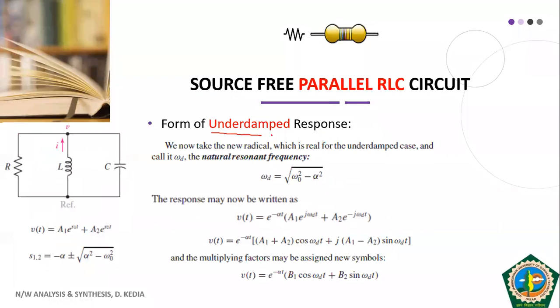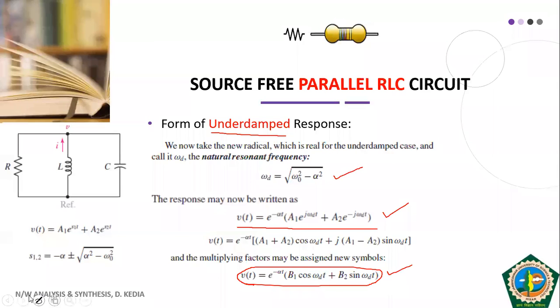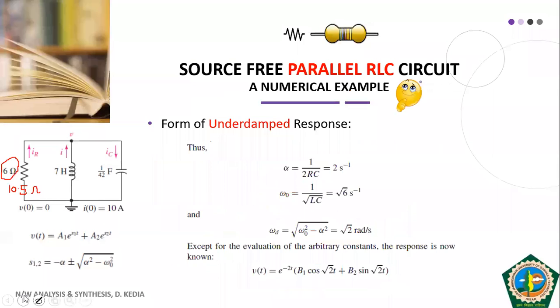Then regarding the form of underdamped response, we have already seen that alpha will be less than omega naught, and the general form of our solution will be like this: e raised to minus alpha t common, A1 e raised to j omega d t plus A2 e raised to minus j omega d t. And this was reduced to this one. So you can memorize this expression for the case of underdamped response. And omega d was your damping frequency, which was equal to square root of omega naught square minus alpha square. So this expression you have to memorize. This is the numerical example that we had seen regarding underdamped response.